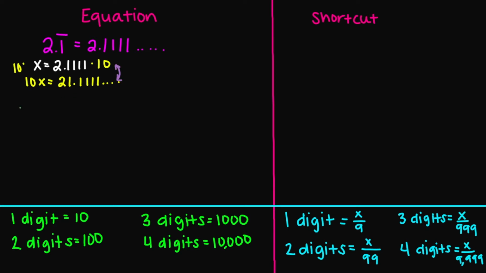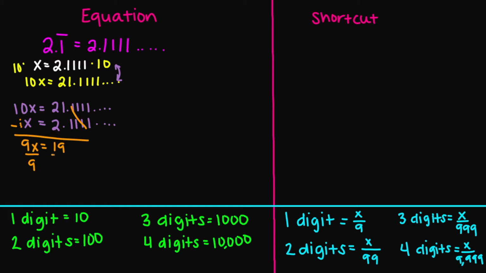However, I'm going to rewrite my equation. So I'm going to put my 10x on top and then my x at the bottom. So x equals 2.1111. Now we're going to subtract 10x minus 1x. This is going to be 9x. And then 21 minus 2, because these are going to cancel out. So 21 minus 2 is going to be 19. So 9x equals 19. I'm going to divide both sides by 9. So your answer is going to be x equals 19 over 9.